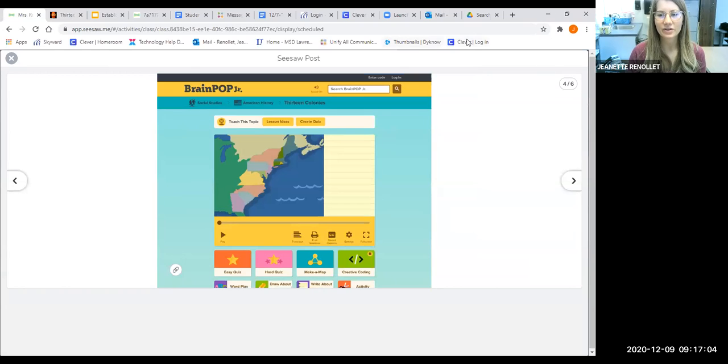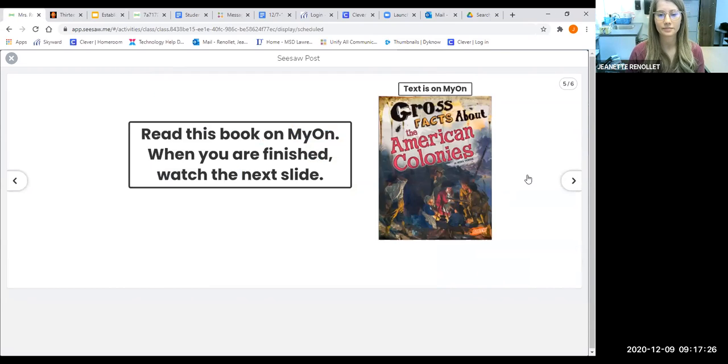Okay, so we have heard more details about what happened when people from England immigrated to this new land. They started building colonies. They started establishing their own communities. And we learned that there were 13 colonies at the beginning of our country.